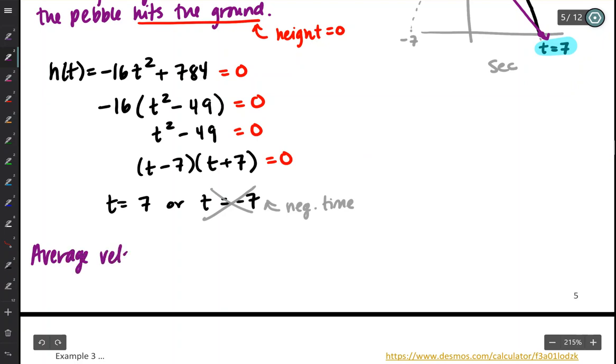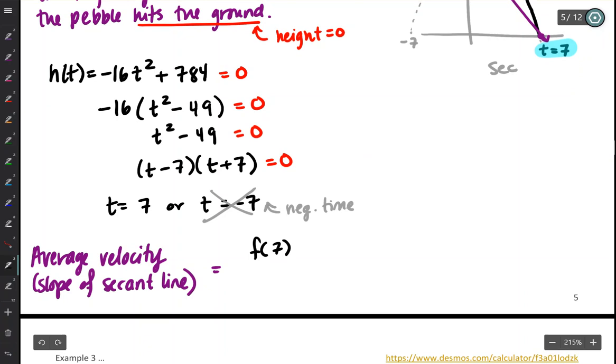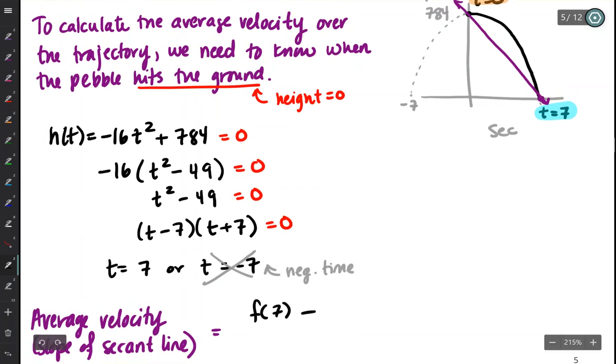Average velocity, slope of secant, is equal to f of 7, let's get the picture on there, minus f of 0 all over 7 minus 0.